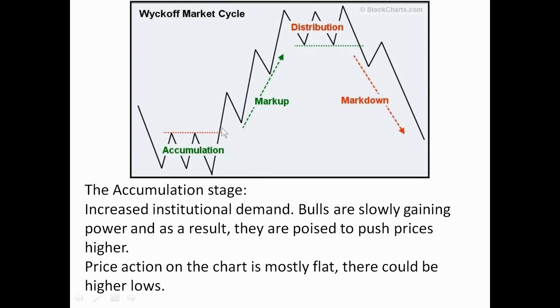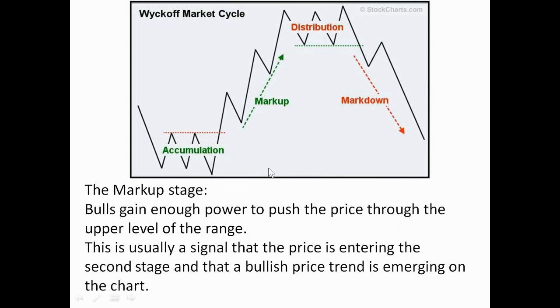This was accumulation. The price action on the chart is mostly flat but choppy, and you could see higher lows, but mostly sideways, mostly horizontal. Then you get that breakout, and now we're in the markup phase. And this is where the bulls are gaining enough power to push the price through the upper level of the range. Boom, there it is, right through there.